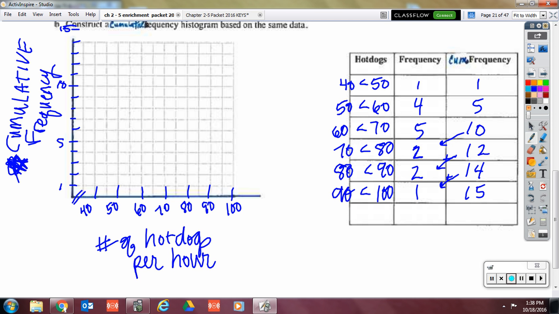Okay, so these are the numbers that I'm graphing. The cumulative frequency bars are the ones that I'm graphing. The 1, the 5, and so on.